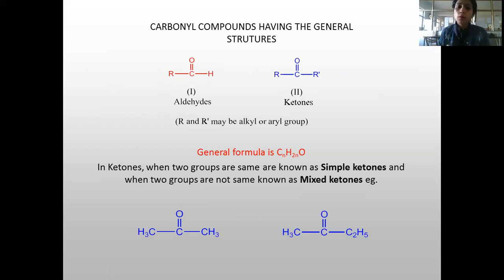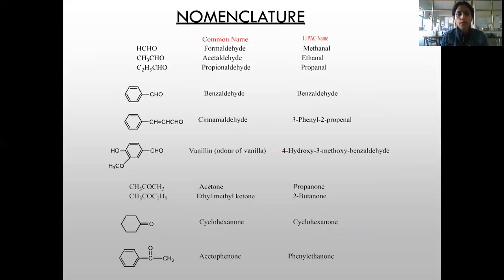So if we see the general formula, it is CnH2nO. In ketones, when both the groups are the same, they are called simple ketones, and when they are not the same, they are called mixed ketones. Now, if you see the nomenclature, one containing a single carbon atom is called methanal, then containing two carbon atoms, ethanal, then containing three carbon atoms, propanal, and similarly.